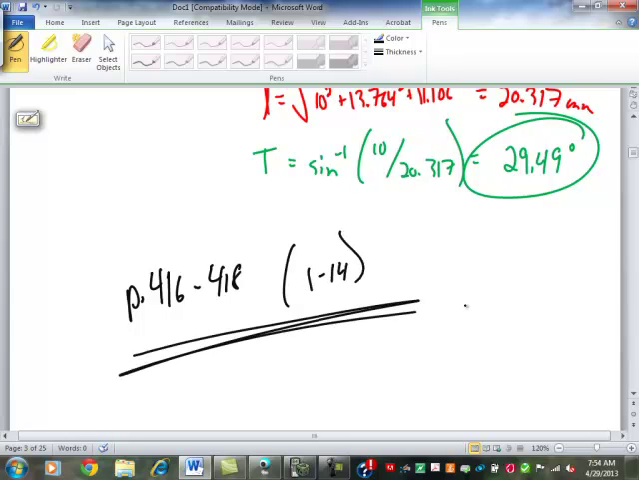On pages 416 through 418 of your packet, it is numbers 1 through 14.